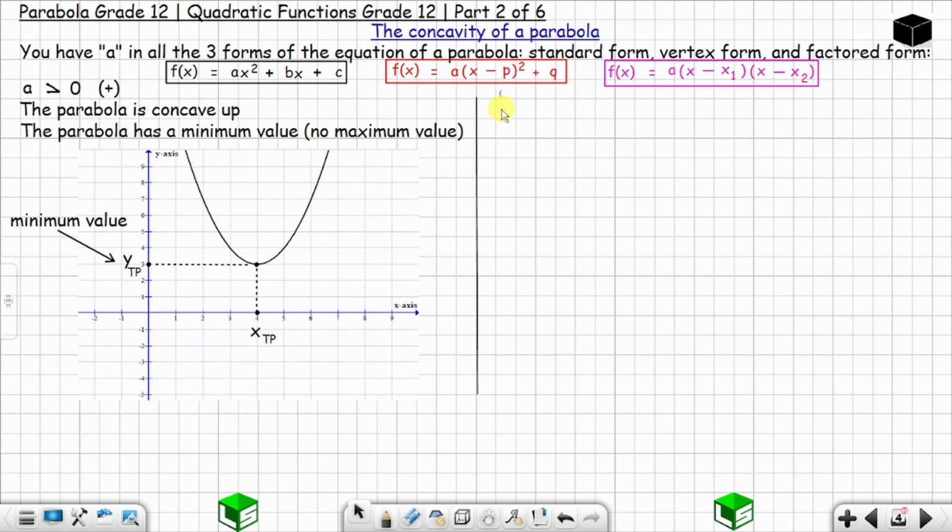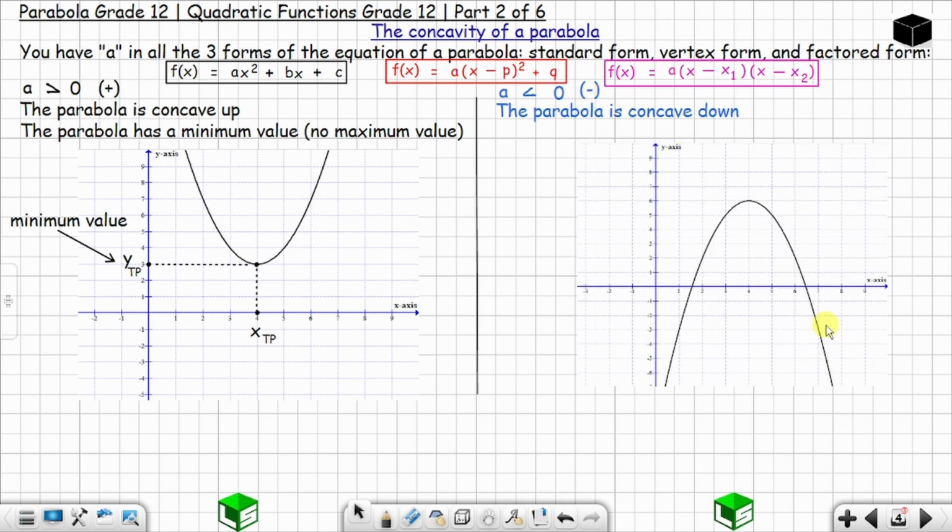What if the value of a is less than 0? That means the value of a is negative. The parabola is concave down. So negative goes with down, or negative with a sad parabola. This is a sad parabola. So you can associate negative with sadness and positive with smile. And the parabola has got a maximum value. There is no minimum value. This is the maximum value. This is the highest point of the parabola. You don't have any other point above this point.